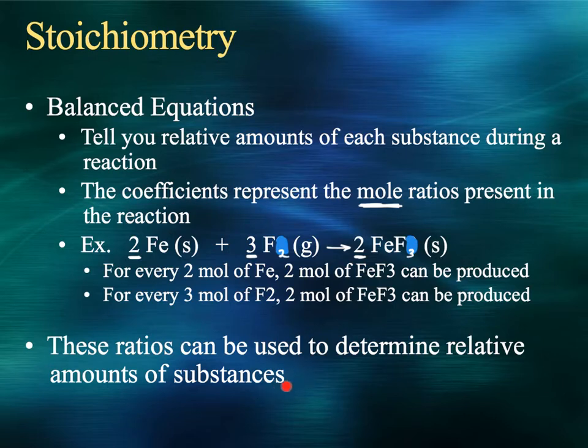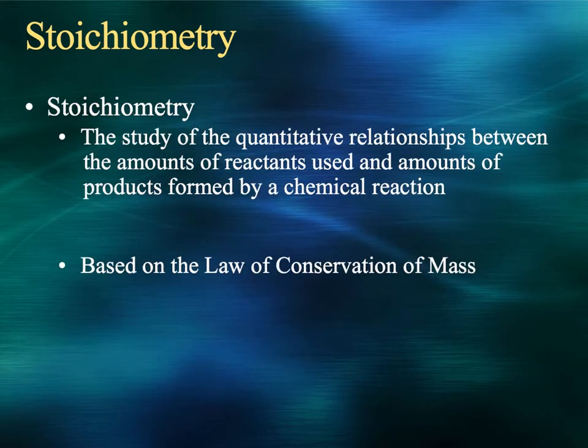Section 3 is going to deal heavily with this. Okay, it'll be how to convert between this substance and this substance. How much are you going to need to make this much product? That's the goal of stoichiometry. So, the technical definition here: the study of the quantitative relationships between the amounts of reactants used and amounts of products formed by a chemical reaction.